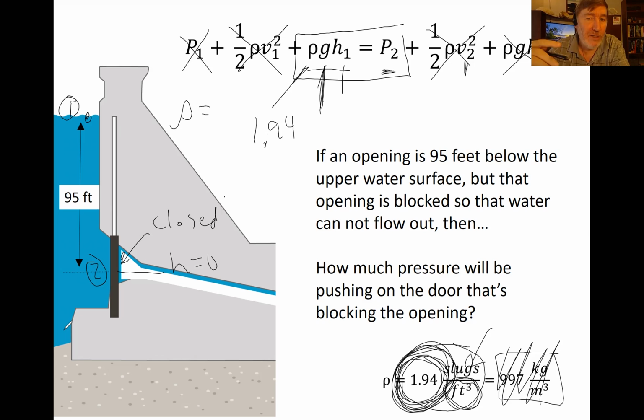So that means we have to use the G that Americans use, which is not 9.8, it's 32. And then H is just the height of the water, which is 95. So all we have to do then is just multiply those guys together. So 1.94 times 32 times 95.